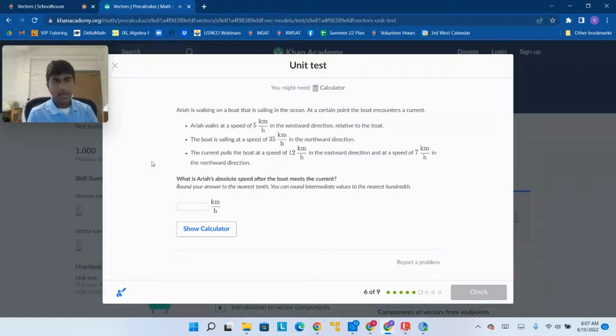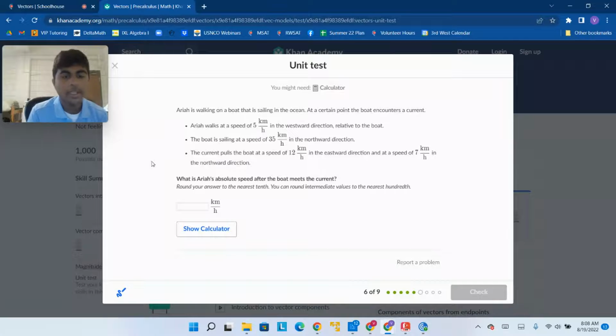Alright. Araya is walking on a boat that is sailing in the ocean. At a certain point, the boat encounters a current. Araya walks at a speed of 5 kilometers an hour in the westward direction relative to the boat. The boat is sailing at a speed of 35 kilometers an hour in the northward direction. The current pulls the boat at a speed of 12 kilometers per hour in the eastward direction and a speed of 7 kilometers per hour in the northward direction. Okay.